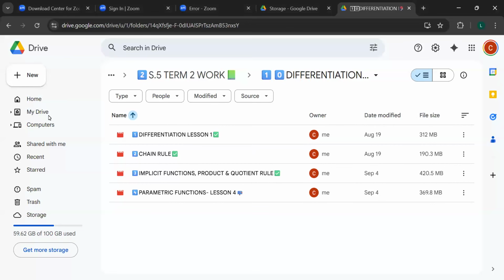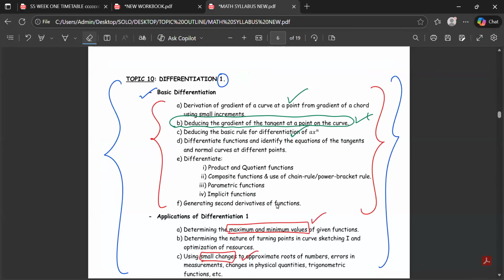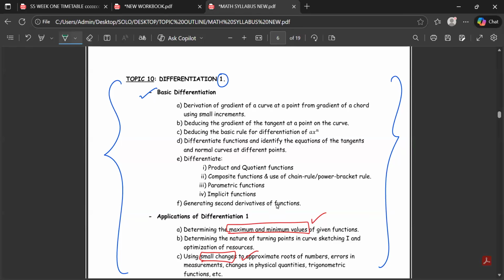We had differentiation lesson 1, where you find all those things that were beginning the basic differentiation. Then chain rule was covered, it is also part. Then implicit, product rule and quotient rule were covered in one session, so you're sorted. Then we have parametric functions, which was lesson 4. So you realize that we are actually good to go, if you have looked at all those possibilities.